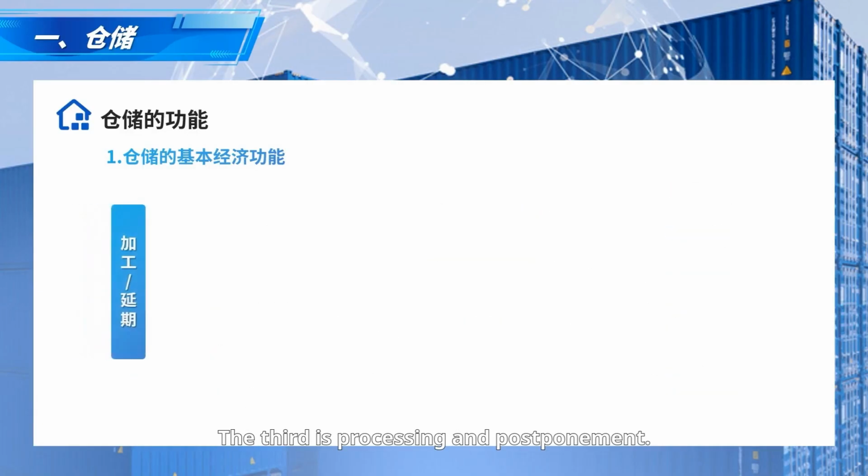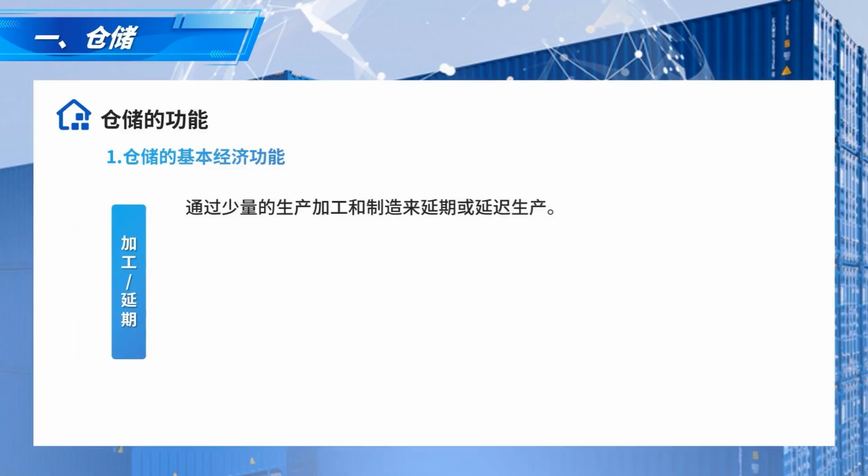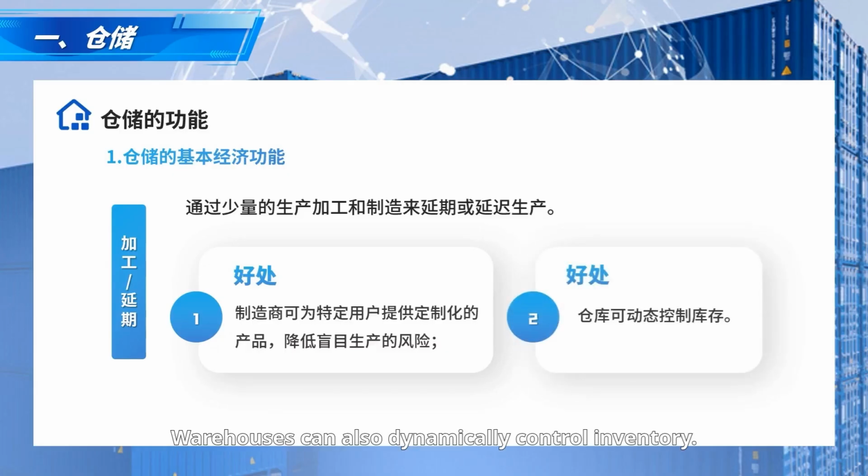The third is processing and postponement. Warehouses achieve postponement or delayed production through distribution processing. Where appropriate, the final process of packaging or labeling the product is postponed until the demand is determined. Manufacturers can provide customized products for specific users, reducing the risk of blind production. Warehouses can also dynamically control inventory.